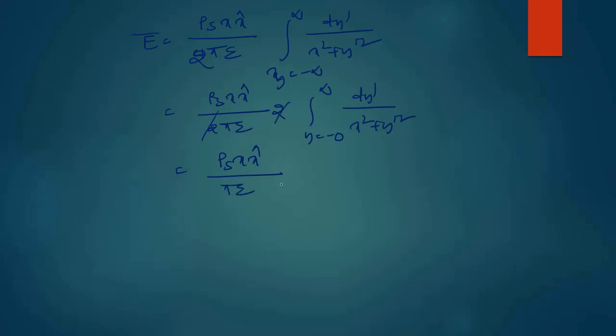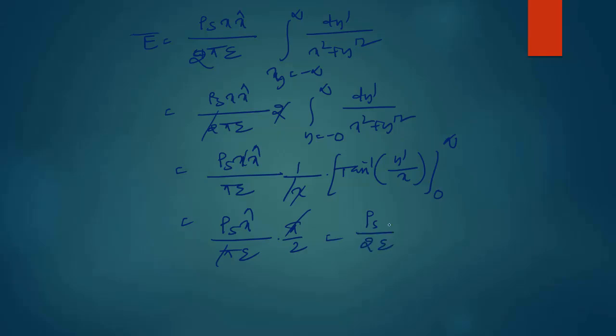and the integral of this particular form is given by 1 by x into tan inverse of y dash by x, where the limits are 0 to infinity. So here x will be cancelled, so rho s into x cap by pi epsilon, and if you substitute the limits, tan inverse of infinity means pi by 2, so you will again get the same expression, rho s by 2 epsilon x cap, but the approach is different here.